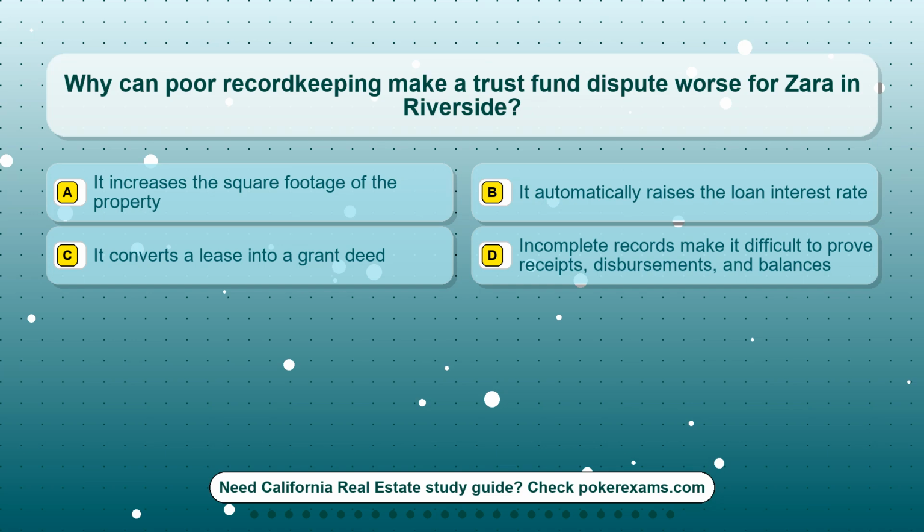Question 19. Why can poor record keeping make a trust fund dispute worse for Zara in Riverside? Option A, it increases the square footage of the property. Option B, it automatically raises the loan interest rate. Option C, it converts a lease into a grant deed. Option D, incomplete records make it difficult to prove receipts, disbursements, and balances.